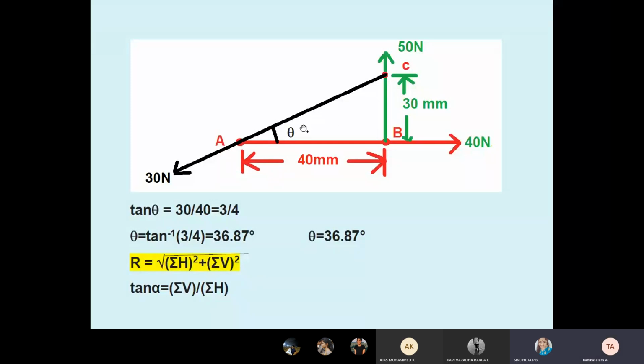So I marked theta. Why did I mark theta? Because this force of 30 Newtons is inclined. That's why I marked theta. Okay, so see, in engineering mechanics, if any inclined angle is not given, you have to find it out. You have to find that theta value for any inclined force. Here we have marked theta because it is an inclined force.